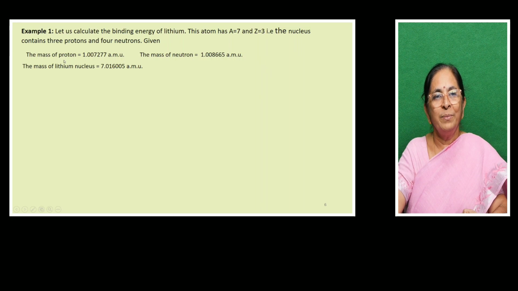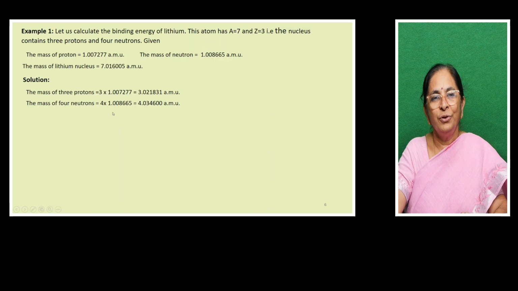You are given the mass of the proton, the mass of the neutron is also given, and the mass of the lithium nucleus is also given. So we have the formula. First you have to find the mass of the protons: number of protons 3 into the mass of the proton. In the same way, you have to calculate the total mass of 4 neutrons, and the mass of the nucleus is given here, where the mass of the lithium nucleus is given.